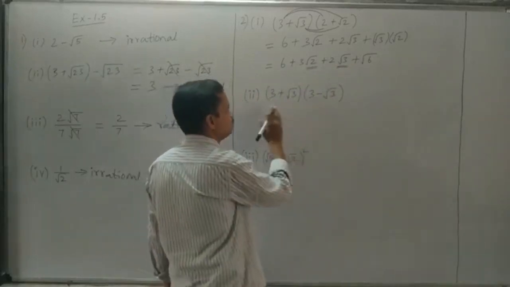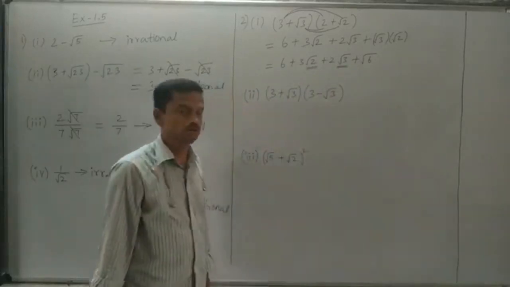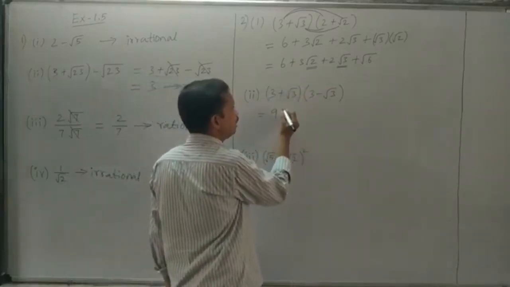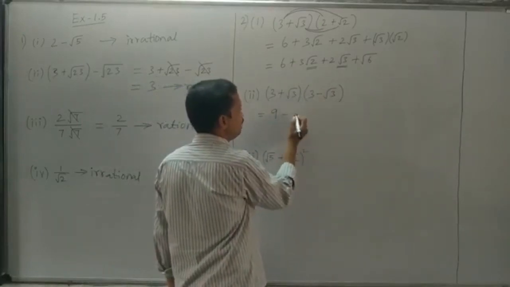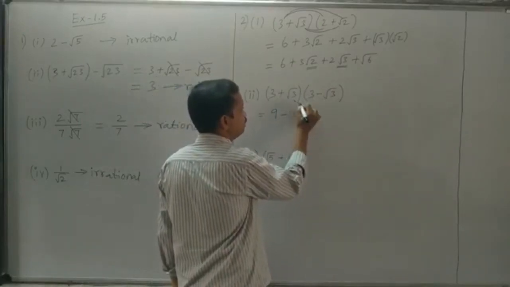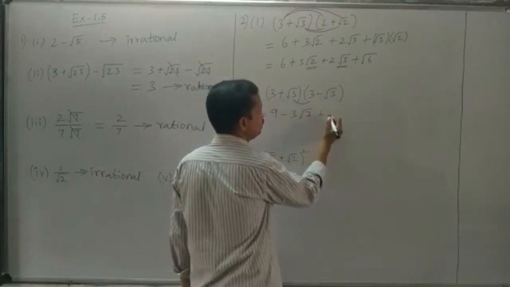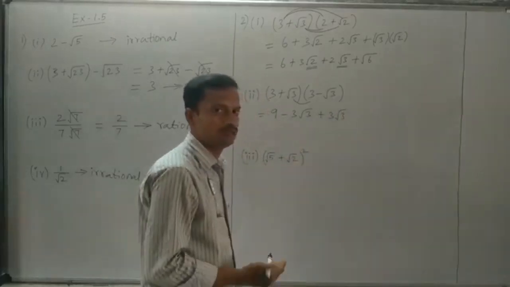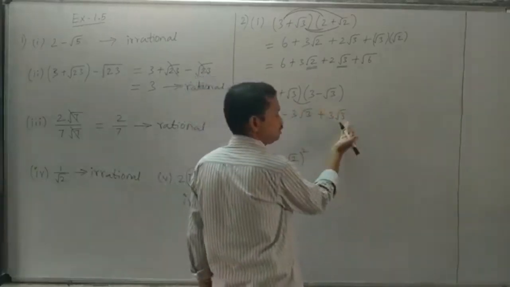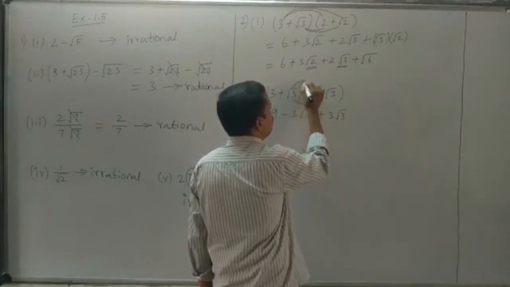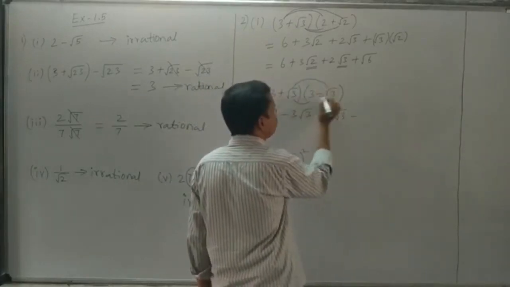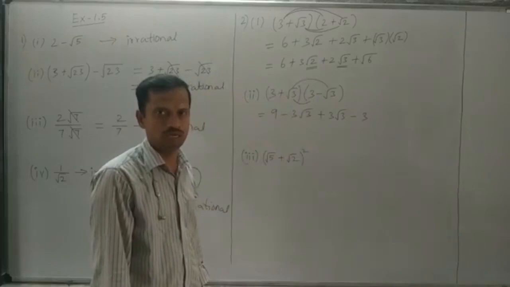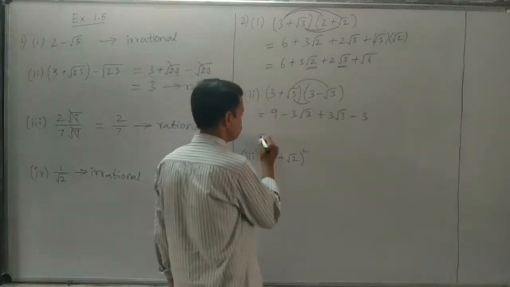And now here 3 plus root 3 into 3 minus root 3, the second option. So we just multiply 3 into 3, 9, and then 3 into minus root 3, we get minus 3 root 3, and then root 3 into 3, so you get 3 root 3. And then root 3 into root 3, plus into minus, minus. Root 3 into root 3, if you multiply the same root number, you get 3.